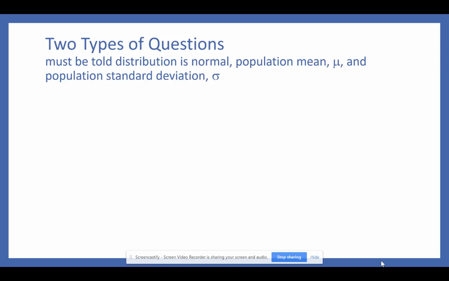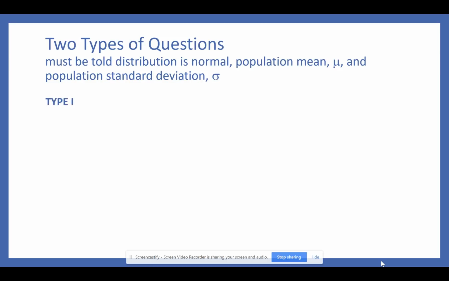So there are primarily 2 types of questions that you can actually encounter when dealing with the normal distribution. There are probably really a lot more, but 2 that we're going to focus on. Regardless of which type, you have to know that the distribution is normal. So you need to be told the distribution is normal. You also must be given or told the population mean as well as the population standard deviation.